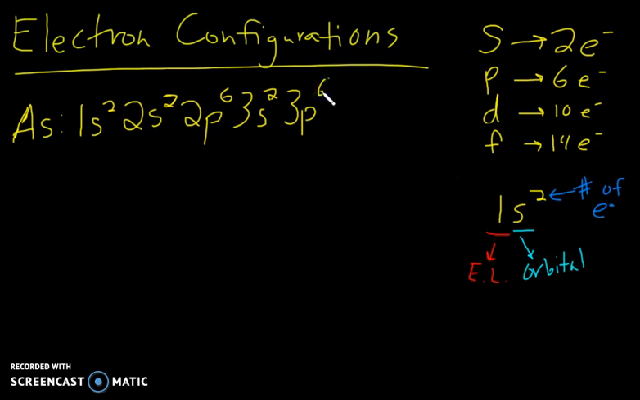So we still haven't reached our arsenic yet, so we're going to keep going down to our 4s orbital. Now in our 4s orbital, we move over to calcium. We've got 2 electrons there.